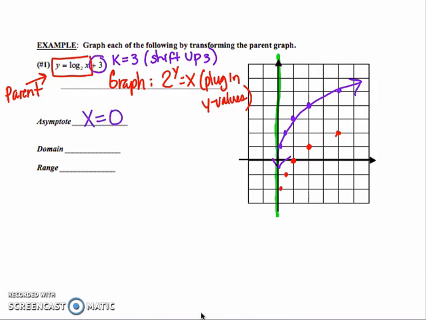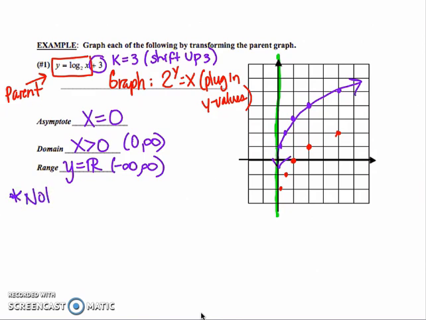The domain of my graph is where it lives along the x-axis, and my entire graph is on the right side of that asymptote. So my domain is x is greater than 0. In interval notation, that would be 0 to infinity. My range is where my graph lives along the y-axis. The arrows go down and go up both directions. This graph lives everywhere up and down. So my range is y equals all reals, or in interval notation, negative infinity to positive infinity.